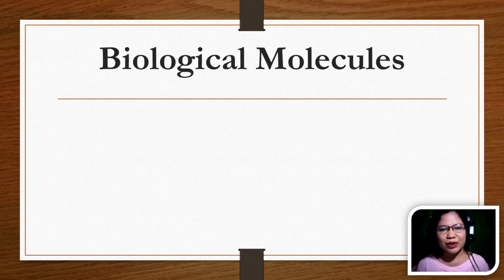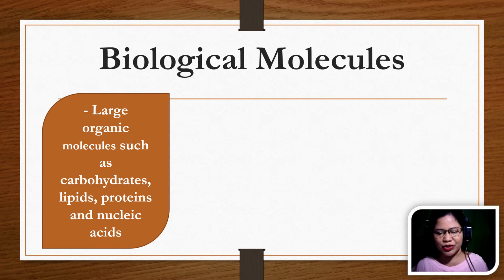So for today, we'll be talking about biological molecules. We have two types of molecules, the macromolecules and the micromolecules. For this day, we will be dealing with biological macromolecules. From the word macro, it is large. So these are organic molecules such as carbohydrates, lipids, proteins, and nucleic acids.